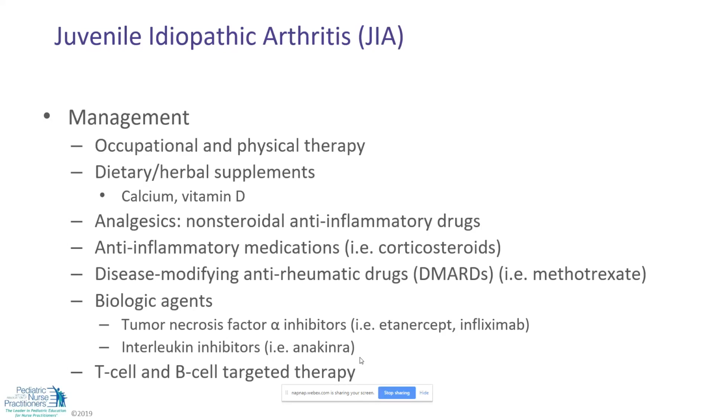And nowadays, and you all know this from having been in school and in the clinical setting, biologic agents are gaining a lot of attention and being utilized in many more settings now. And so you've got TNF-alpha inhibitors such as etanercept or Enbrel, or infliximab or Remicade. There are also interleukin inhibitors like the anakinra that we hear about for these patients, and also targeted therapies that will target your T cells or your B cells.